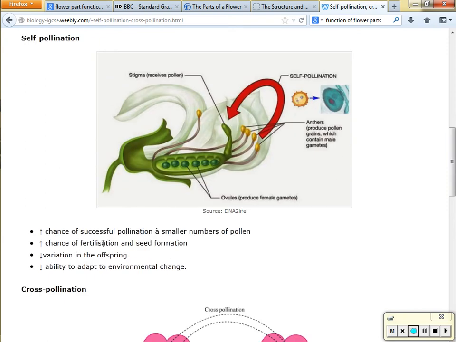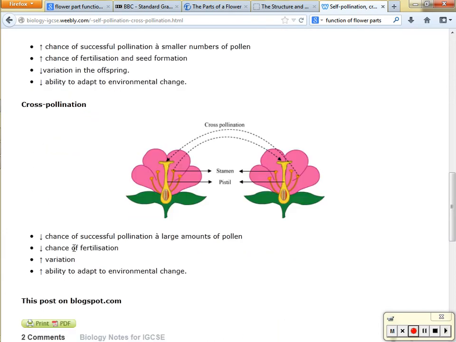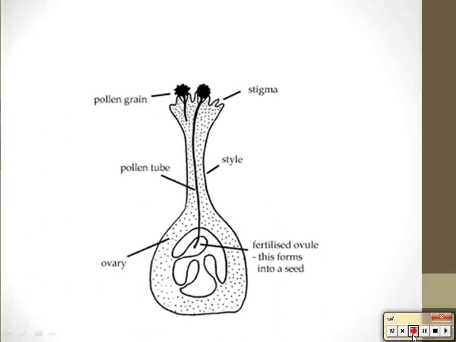Pros of self-pollination: there's a better chance that you'll pollinate because it's your brother. You increase the number of successful pollinations. The downside is there's less variation, so just like sexual versus asexual, everyone's going to be pretty much the same. Cross-pollination: less successful, less chance of fertilization, but you'll increase the amount of variation between you and your children. And by you, I mean plant. So we're talking to a tree right now.